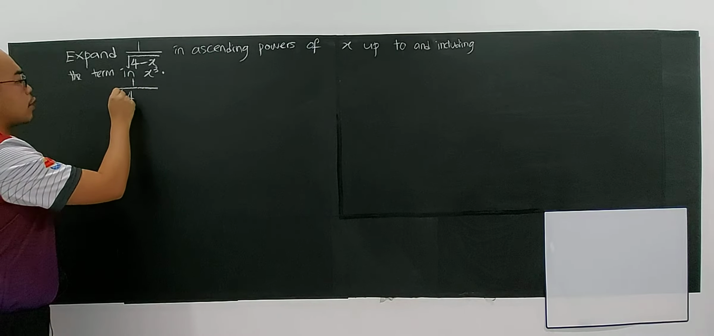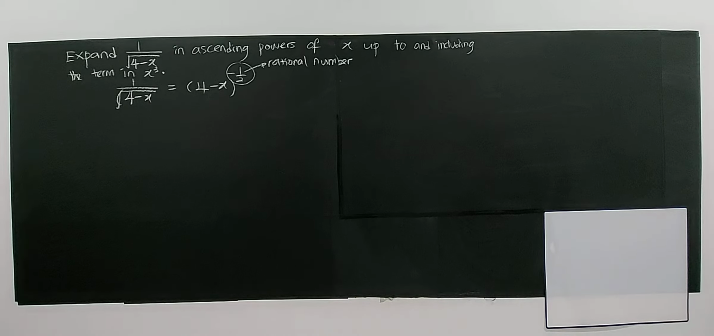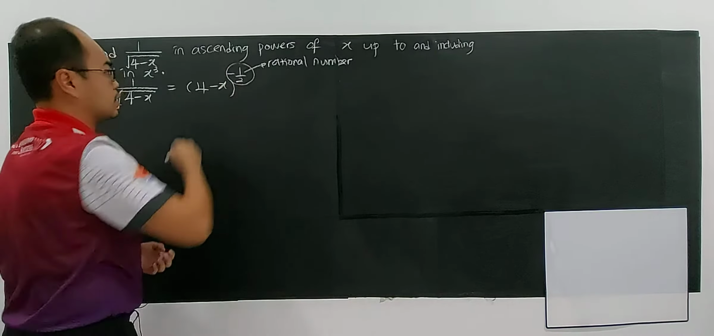So you can bring it up, and it becomes negative 1 over 2, right? This is a rational number, which is a fractional number. Even though it's negative or positive, it is a rational number. So the formula for expansion is different from the binomial expansion involving a positive integer.